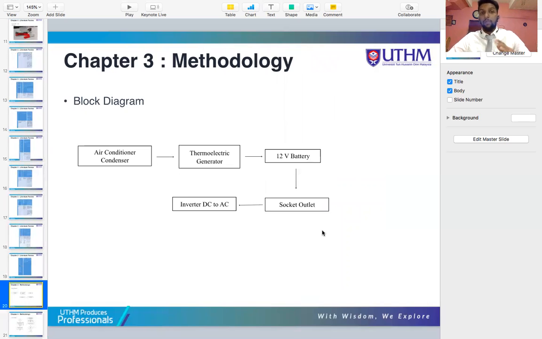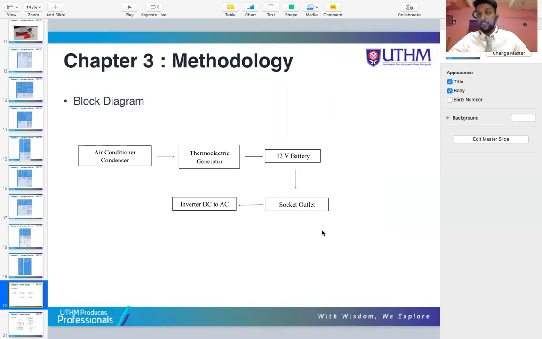Next will be my block diagram. First is the air conditioner condenser, what I have explained just now. From the discharge pipe, we'll place the TEG. From the TEG, it goes out to the battery, where it is stepped up and the battery gets charged. From the battery, it will go to the inverter, DC to AC, where it converts from DC, because the battery output is DC voltage.